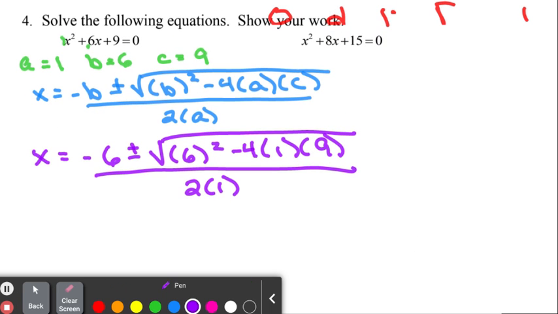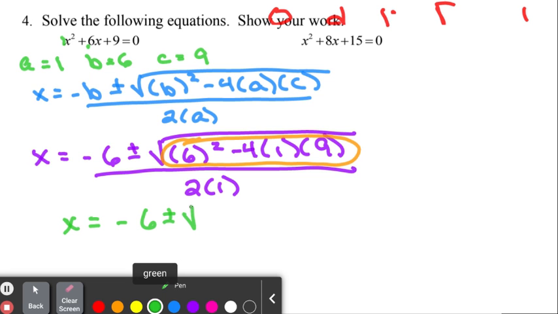So now we're going to evaluate what's inside the square root symbol. Not with the symbol, just type what I circle in orange. 6 squared minus 4 times 1 times 9. Actually, you get 0. Well, that's odd. Who made this problem? Negative 6 plus or minus the square root of 0 all over 2. And the square root of 0 just goes away.